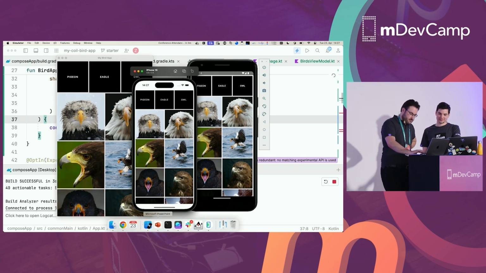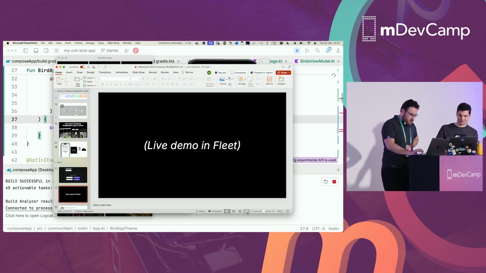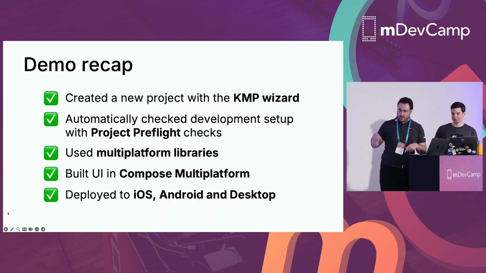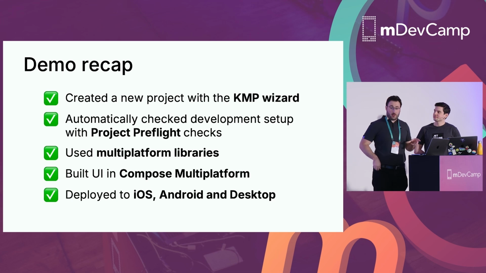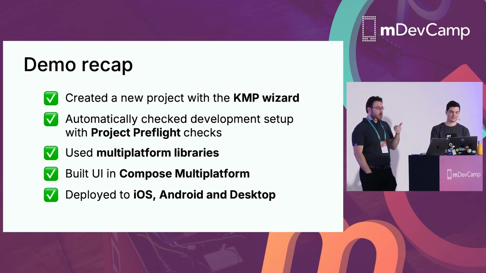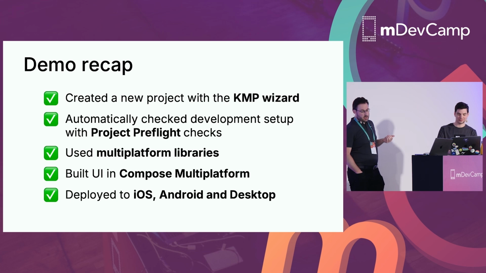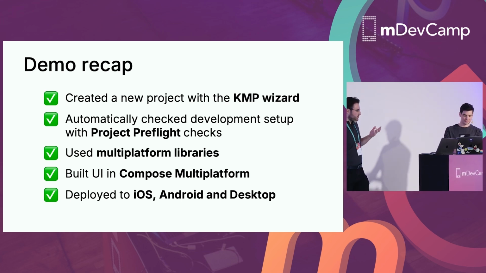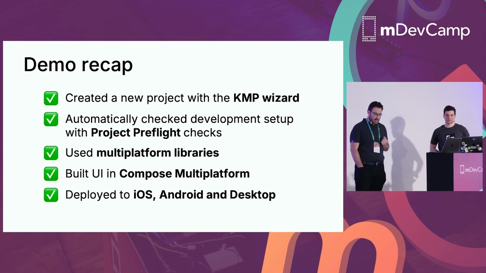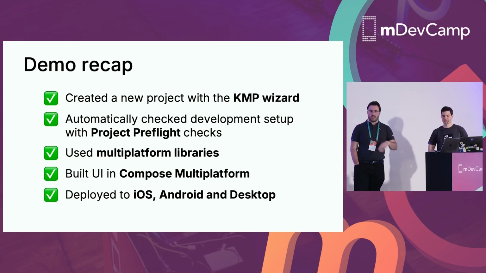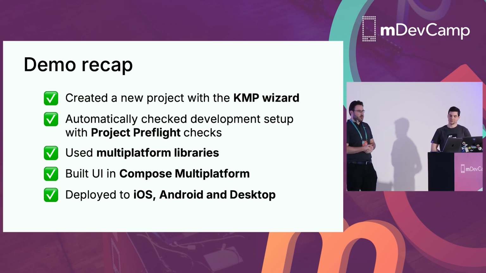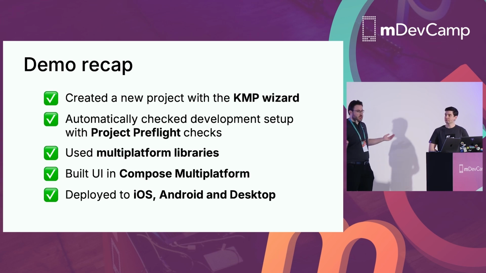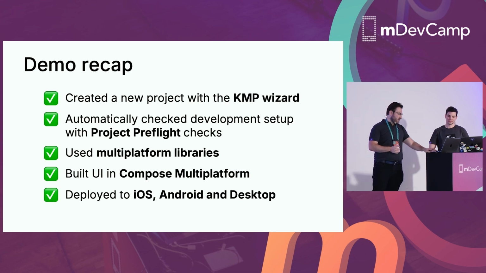Cool, sweet. So with that, we can move on and take just a quick little recap and dive into a couple of things, for as long as we still have time. We saw how to create an entirely new project using our Kotlin Multiplatform wizards. We saw that your entire development setup gets automatically checked by Fleet, which is currently in preview and that you can already try out. We used a couple of multi-platform libraries, very subtle, but again, the beautiful thing is in a lot of parts, you didn't even have to really care about it. We built the entire UI in Compose Multiplatform. You never saw us touch any code that wasn't Kotlin, which is quite exciting. And we deployed it to iOS, to Android, and to desktop in this case.